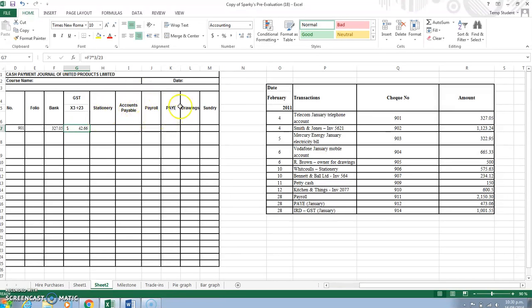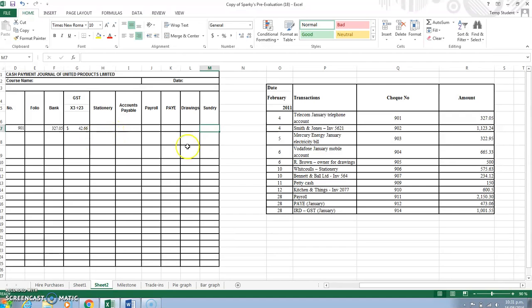Okay, so here we need to figure out what column the Telecom January telephone account falls under. Obviously it's not stationery. Accounts payable is basically where United Products Limited has an account with someone. If we look at the payroll column, it's paying people, paying staff. PAYE is basically tax on wages and salaries. We have our drawings column, which is the owner's withdrawal for personal use, and then we have the sundry column, so all other transactions that don't relate to those listed here. So this is also known as a miscellaneous item.